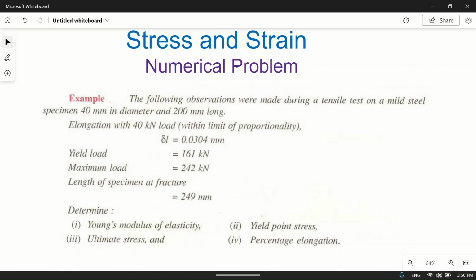So in today's video we will solve a numerical problem based on stresses and strains. So let's read out the problem.